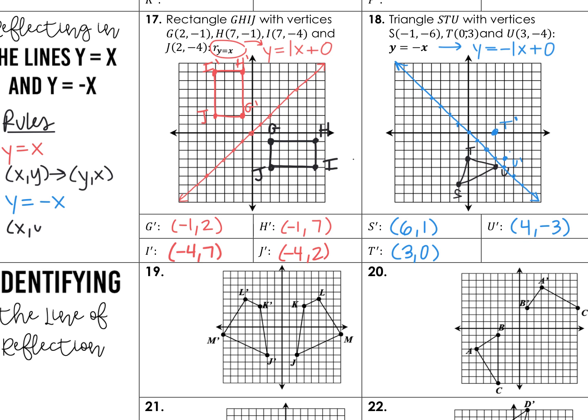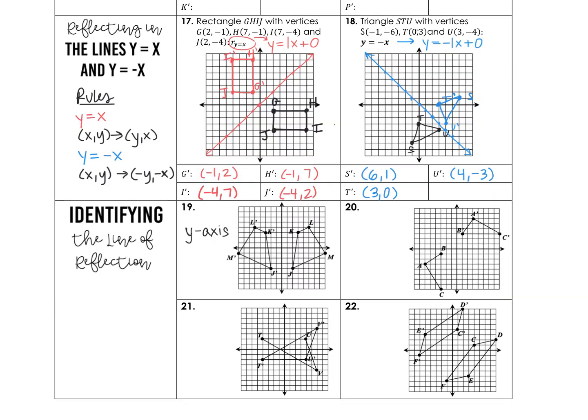x, y becomes, it flips, yes, but also changes signs. So negative y, negative x. So you see all of these flipped and changed signs. Negative 1, negative 6 became positive 6, positive 1. So I'm going to graph that one as well. You can do it by counting squares, but I usually see more mistakes on this. So just be careful if you're doing that and make sure that you're not just going straight across. You got to turn.